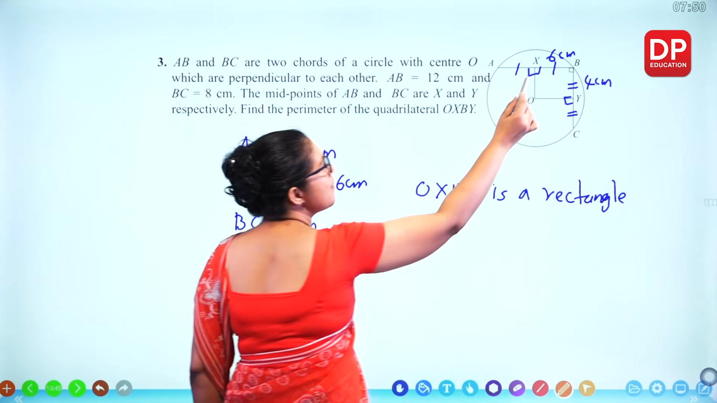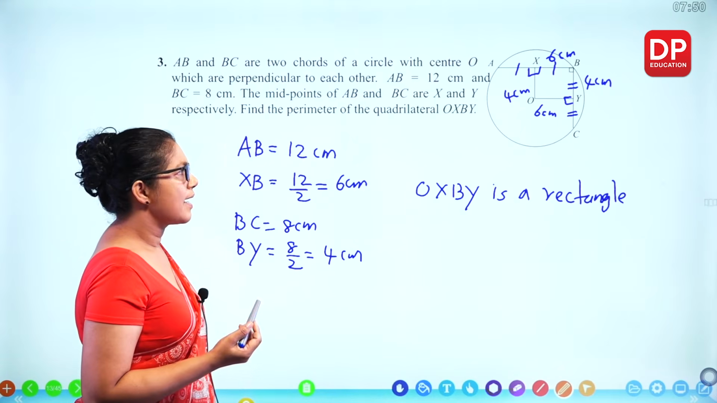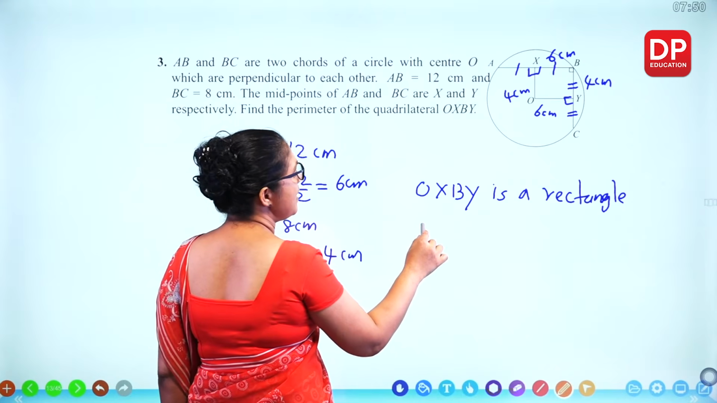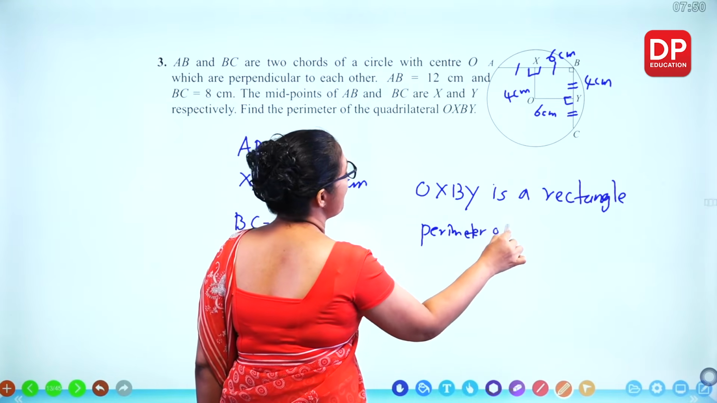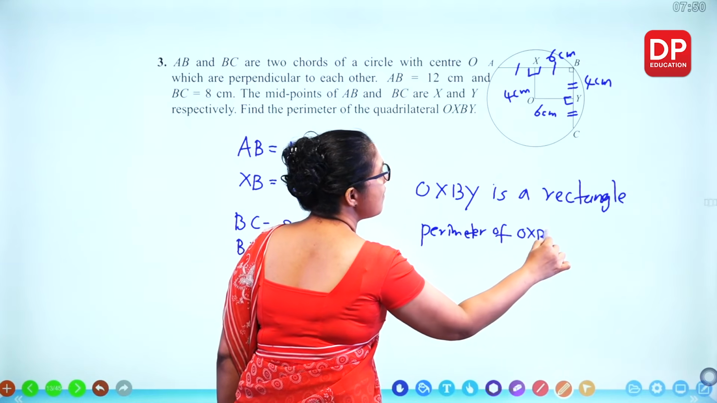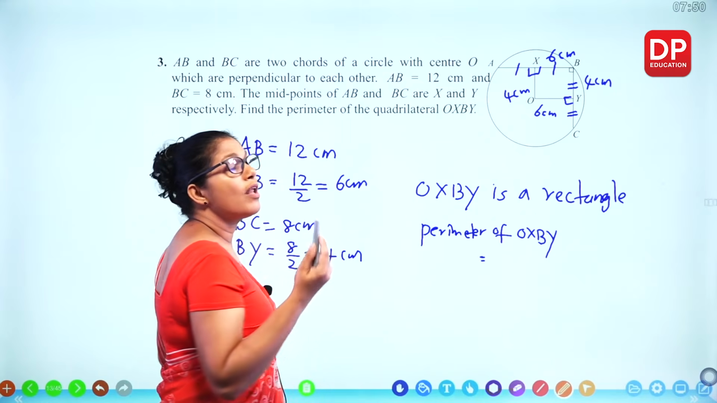So if this is 6, this is also 6 centimeters, this is 4 centimeters. Opposite sides are equal in a rectangle. So what's the perimeter? So perimeter of OXBY is equal to, just add all lengths.